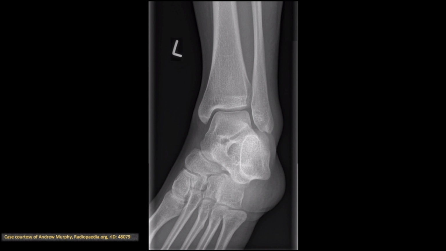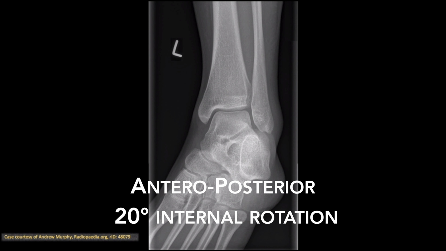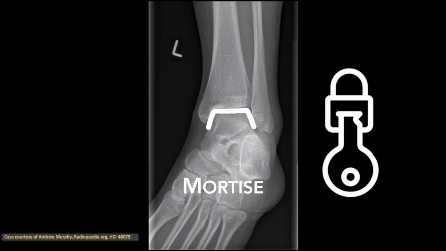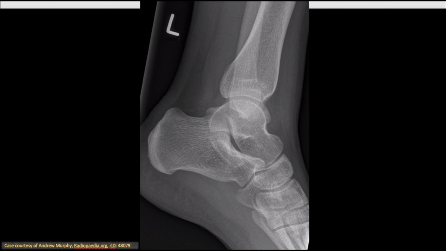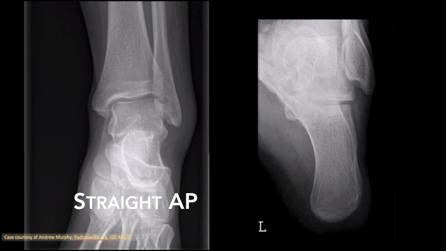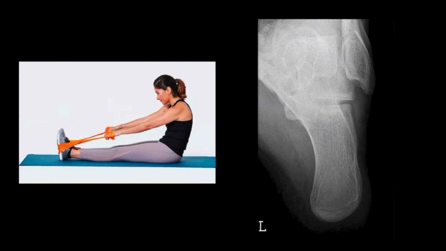Radiographic positions in the UK are anterior posterior with 20 degrees internal rotation, also called the mortise view, and a lateral. Sometimes a straight AP and an additional axial calcaneal view are performed if the previous views were not enough to examine the area of interest. The calcaneal views are taken in a position similar to the one where you stretch your calf muscles with a band. It's a tangential view where the detector is under your heel.